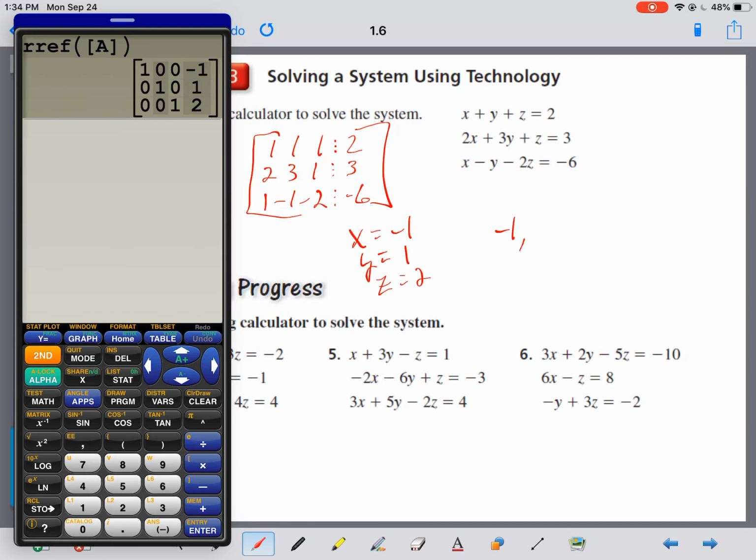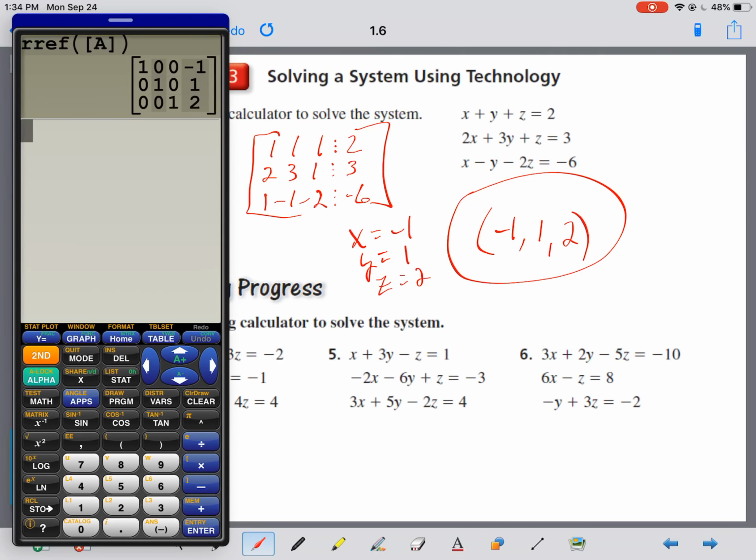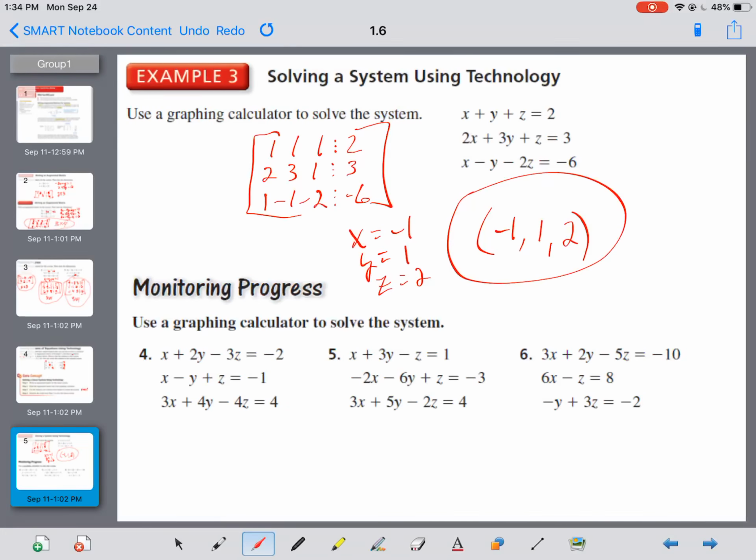So I would say negative 1, 1, and 2 in my ordered triple. Okay, 1x, 1y, 1z, and what they're equal to in that fourth column. So that's how you can use the graphing calculator to do that. Press pause, give these others a try, make sure they're all lined up the way they're supposed to be, and input them in.